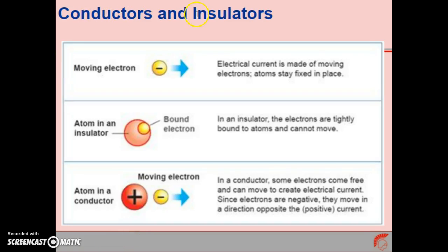So when comparing conductors to insulators, electrical current is made of moving electrons. The atoms stay fixed in place. It's only the electrons that are moving. In an insulator, the electrons are tightly bound to the atoms and cannot move. But in a conductor, they move very readily. In a conductor, some electrons come free and can move to create the electric current. And since electrons are negative, they move in a direction opposite of the current.